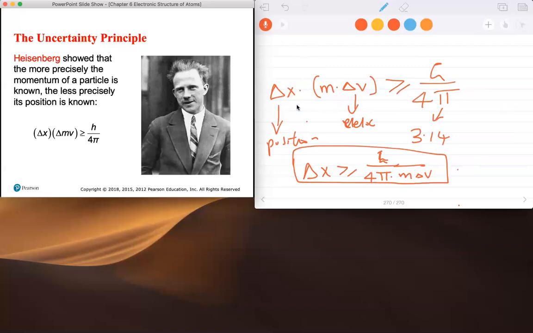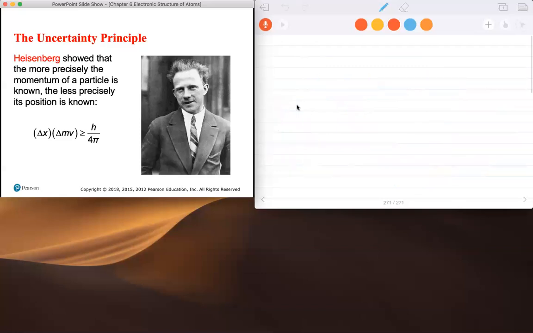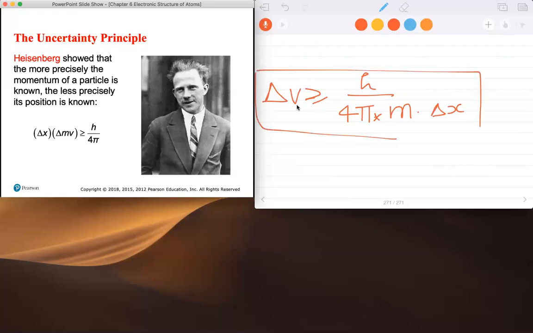This is h, this is equation 1. Or if you're looking for uncertainty in velocity, it is greater or equal to Planck's constant over 4 pi times mass times uncertainty in position. This should be X, uncertainty in position. Mass should be in kg, and velocity in meters per second. So this is equation 2, by rearranging the first equation.